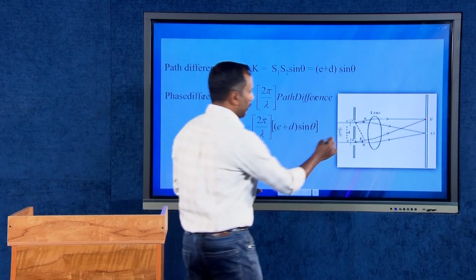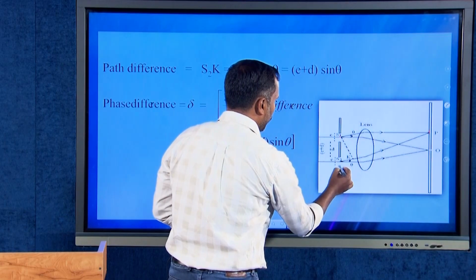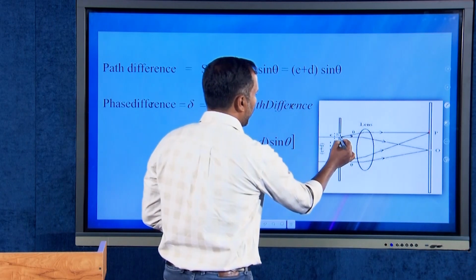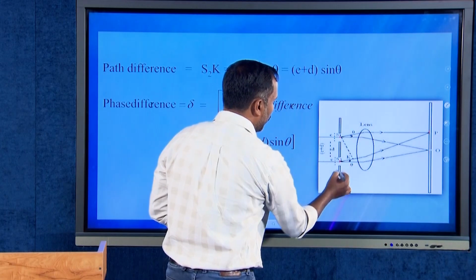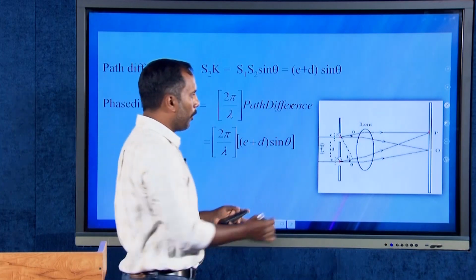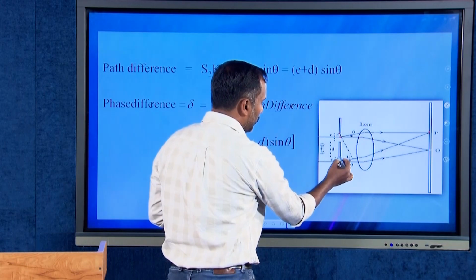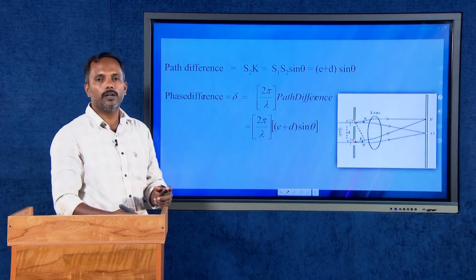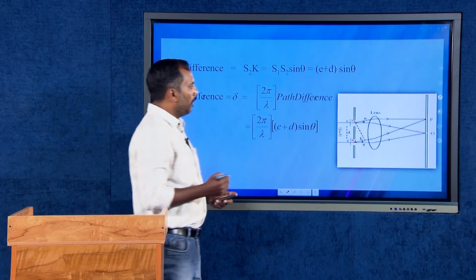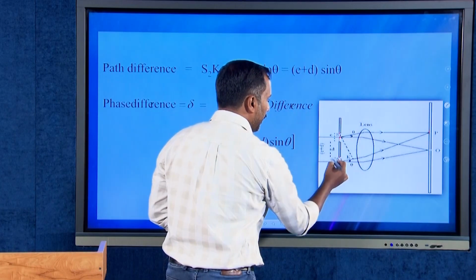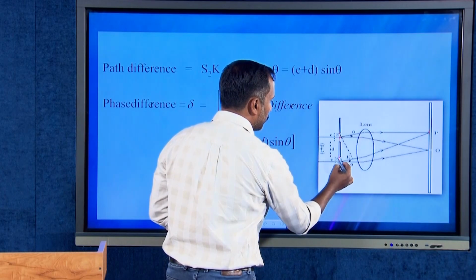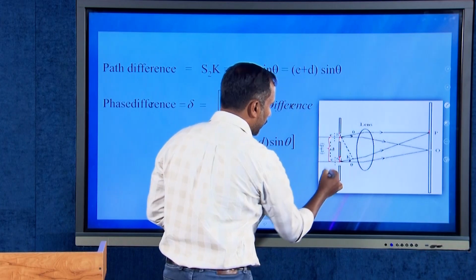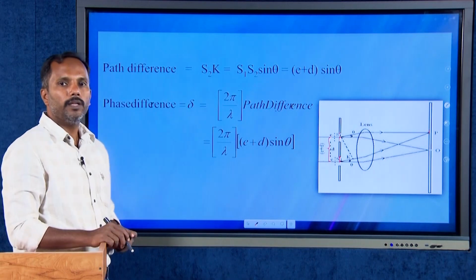Now, we are taking the central point of S1 and correspondingly we are taking the central point of S2. So, these two points are two equivalent points. If I am considering a point on the top of S1, I shall consider the top point of S2. These are the two equivalent points of the slits S1 and S2. Now, this distance will be E by 2 and this distance will be E by 2. So, the total distance from the center of the slit S1 to the center of the slit S2 will be E plus D.